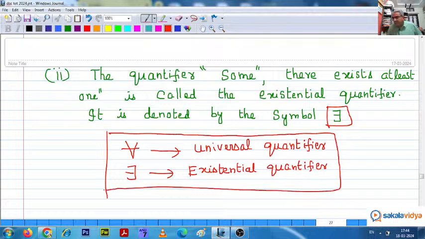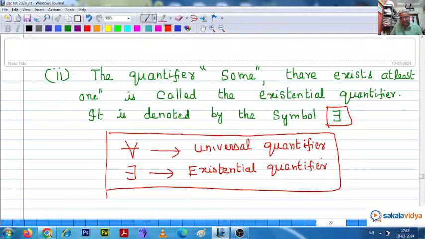A very simple question may be asked in your examination sometimes. Which of the following is the symbol for the universal quantifier? Which is the symbol for the existential quantifier? How many types of quantifiers are there? You need to write that in the examination sometimes. I hope it is very clear to you.